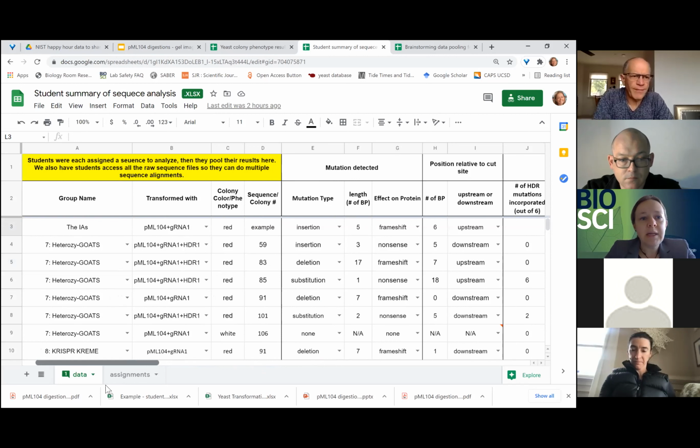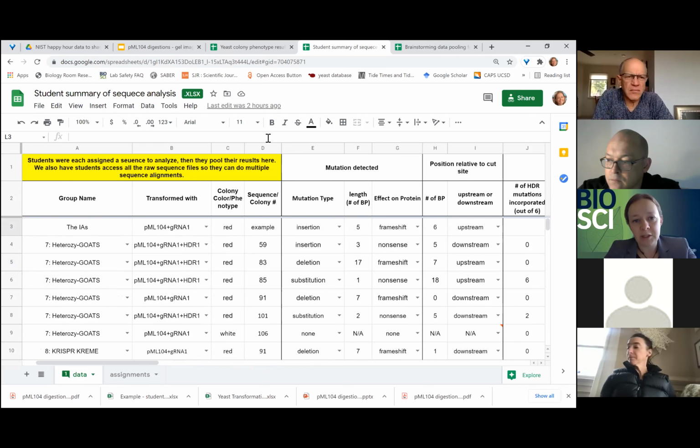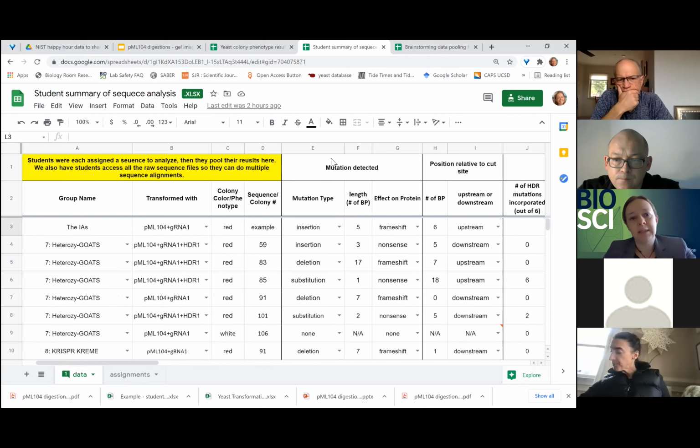So these are three different examples of the pooling that we do. Basically, almost every single step of the experiment that the students work on, we have them enter their results into a shared space so that they can access it, and they're prompted to analyze the shared set as opposed to their own.